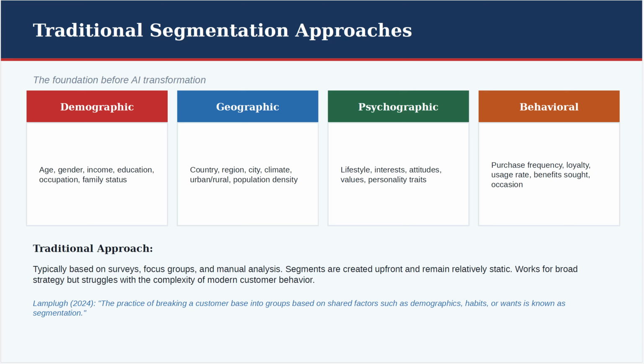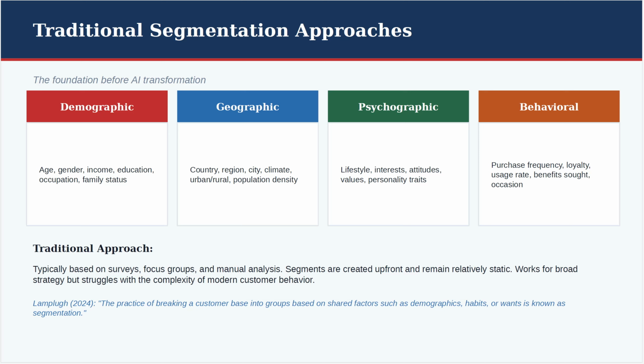So the traditional approach limitations are that they're based on assumptions and intuitions. They're not based on data most of the time. It's static. They don't adapt to changing behavior. Small sample size in surveys and in focus groups don't cover the whole population. And they're often wrong about what actually drives purchases. So it is not the most efficient approach to do it traditionally or manually.